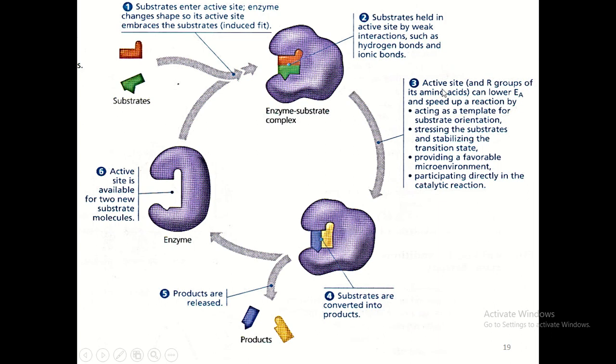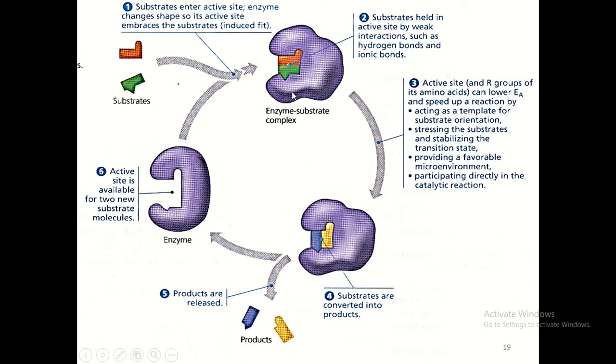After that, the active site of the enzyme can lower the activation energy and speed up the reaction by acting as a template for substrate orientation, stressing the substrate and stabilizing the transition state. They provide a favorable environment, and of course they also participate directly in the catalytic reaction.